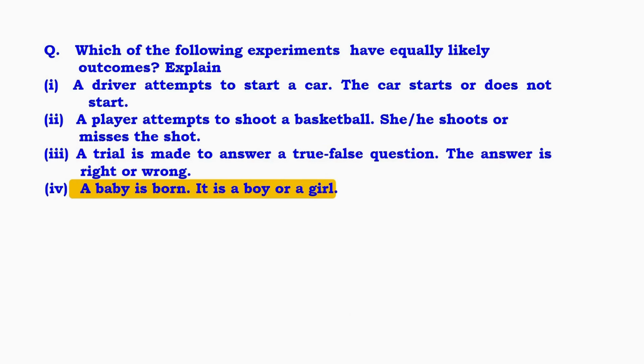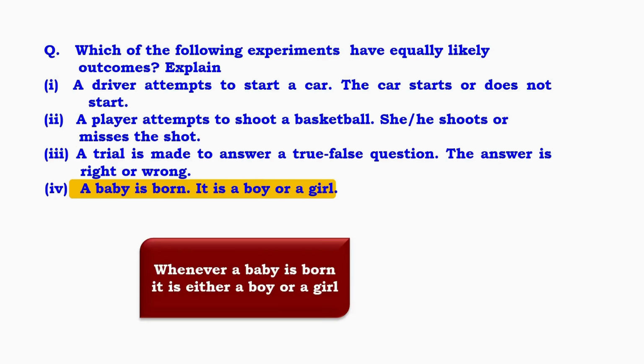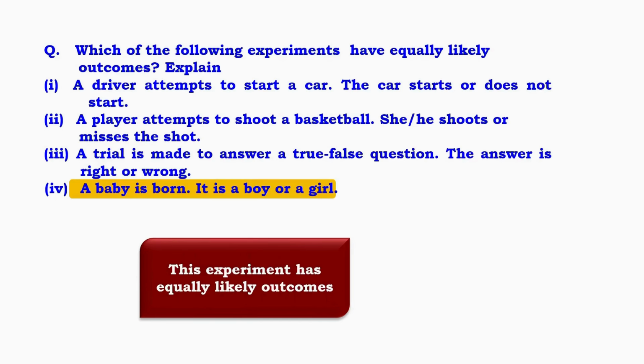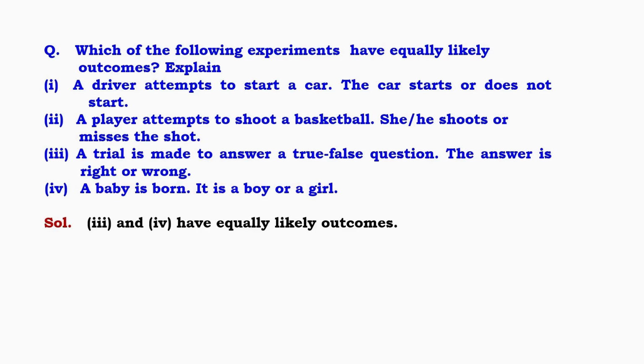Now the fourth question. A baby is born. It is a boy or a girl. Whenever a baby is born, it has to be either a boy or a girl. There is no other combination, right? So this experiment has equally likely outcomes. So what we got is that questions number 3 and 4 have equally likely outcomes.